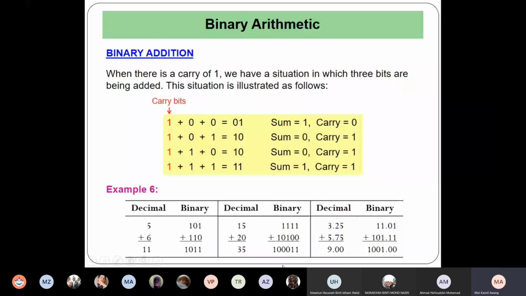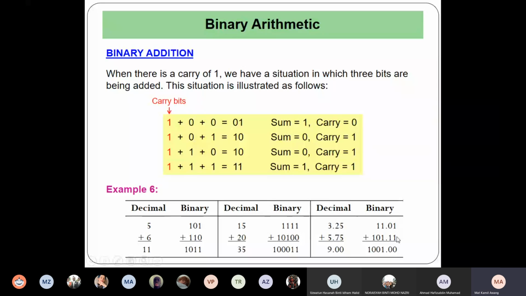Now, let's say you have 3.25 and you want to add 5.75. So in decimal, it's 9.00. If you convert 3.25 into binary, you get 11.01. And 5.75, if you convert into binary, is 101.11. So when you do addition, just the same as whole numbers, you start from the back.